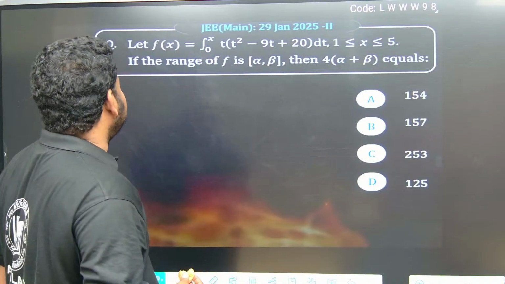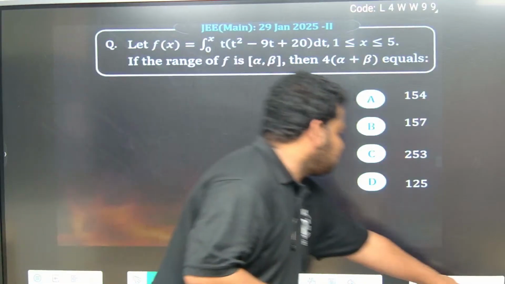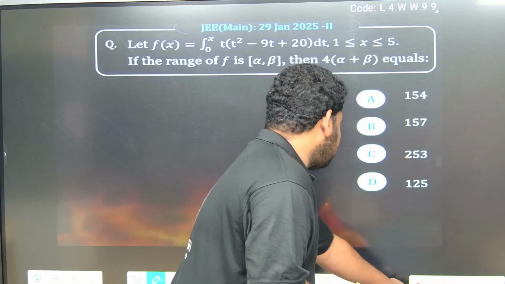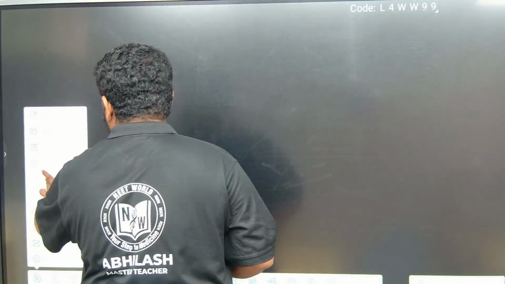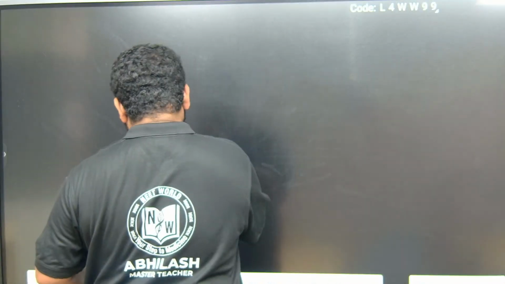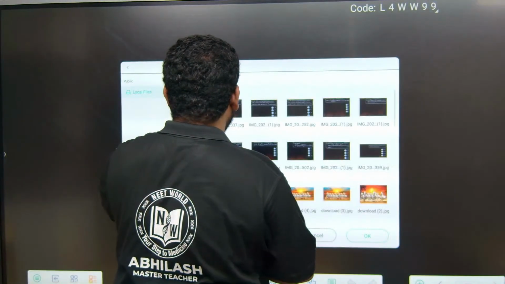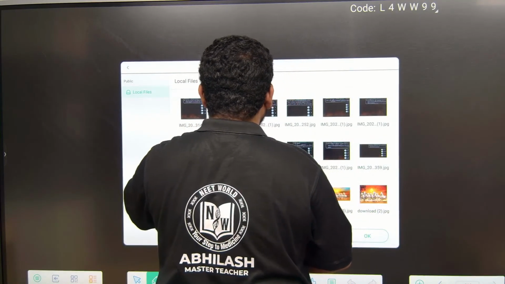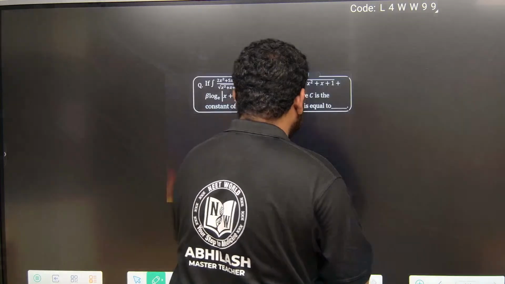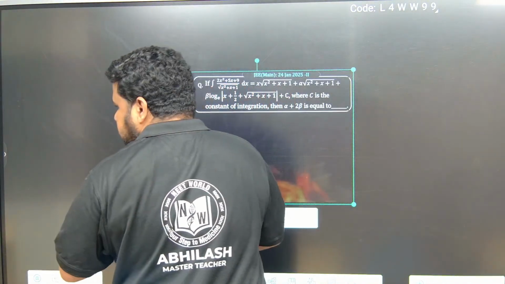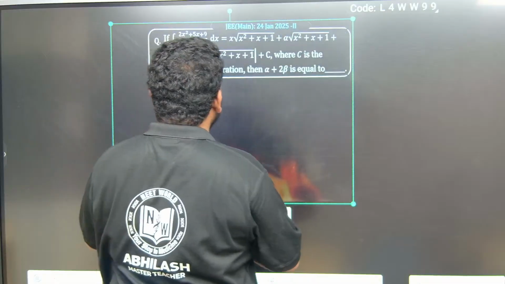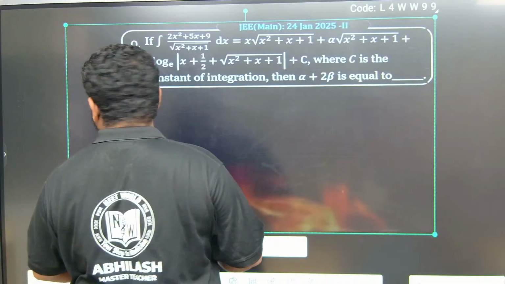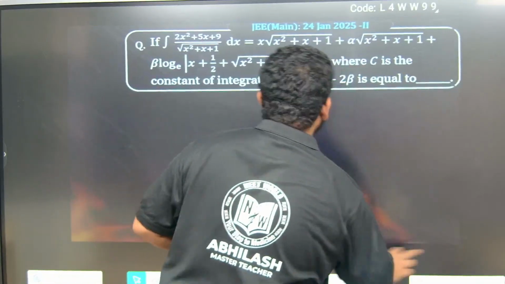that f of x is equal to integral from 0 to x. Okay, same question has come. Let me take that question, just a minute. Okay, this is the question. So this is the question, friends.